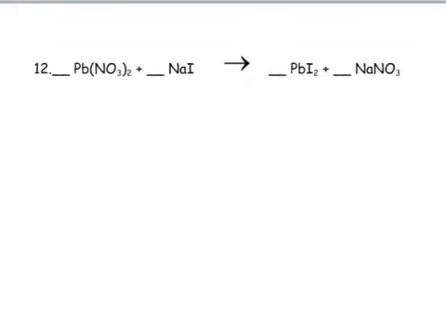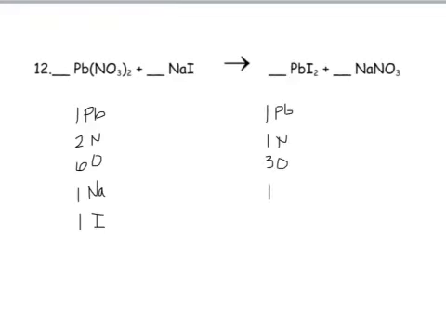And finally, number 12. Let's look here. So we have lead 2 nitrate. There's 1 lead. There are 2 nitrogens. There are 6 oxygens present. And you have sodium iodide, 1 sodium, 1 iodine. On the product side, let's see, there is 1 lead, 1 nitrogen, there is 1 oxygen, looks like we have 3, sodium, there is 1, and there are 2 iodines.